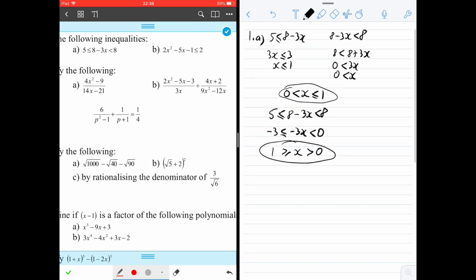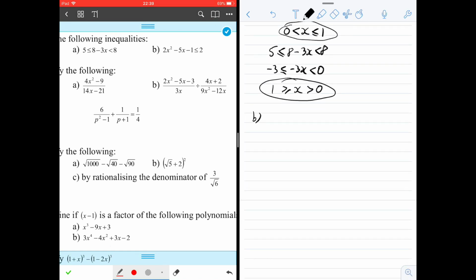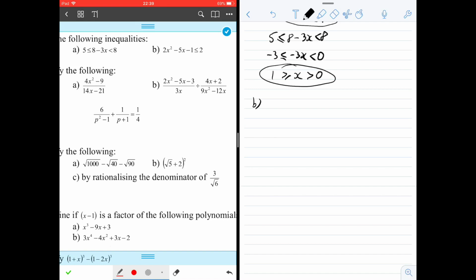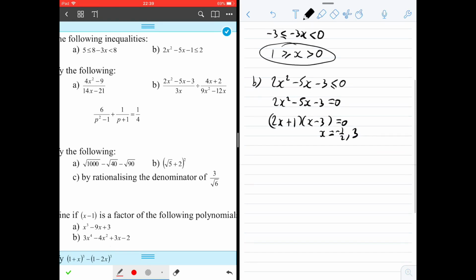Part B, we've got a classic quadratic inequality. The way I've always taught this to you is, first of all, get 0 on one side. Then I'm going to solve it as an equation to find my critical points. Then I'm going to draw a sketch of the inequality.